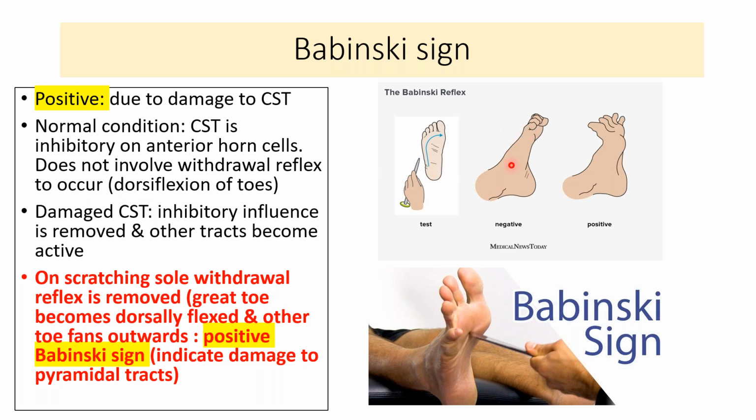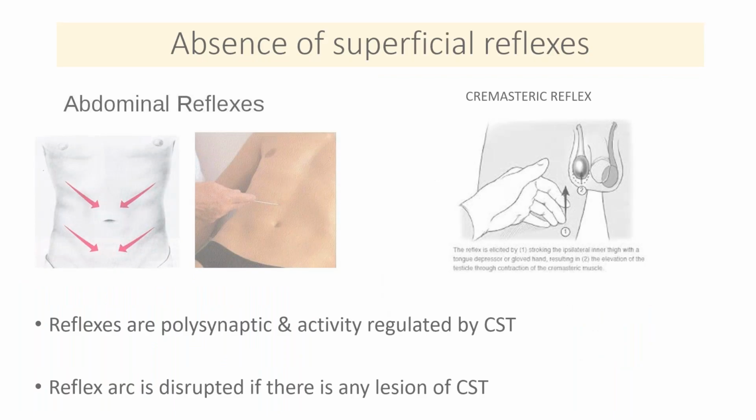So this is the normal withdrawal reflex. This is how, from a painful stimulus, the body tries to withdraw itself, by dorsiflexion of toes. This reflex is not maintained in the lesion, and that is how the positive Babinski sign appears, in which the great toe becomes dorsally flexed and the other toes fan outwards. This is the Babinski sign, which is present in case of corticospinal tract lesion.